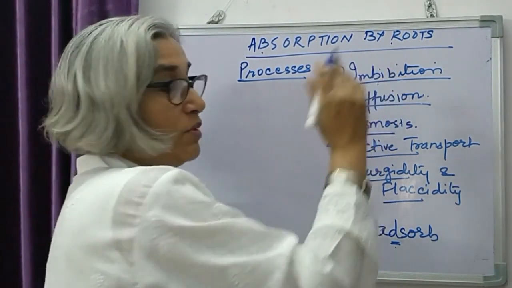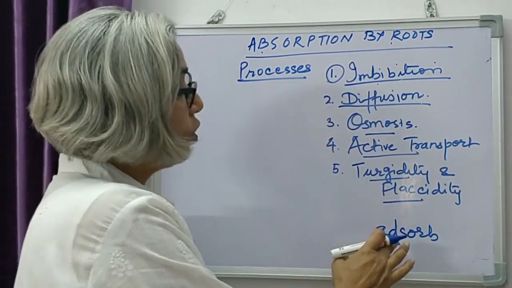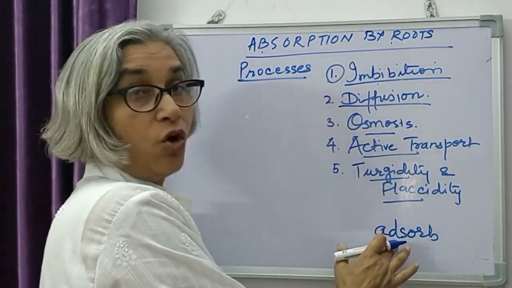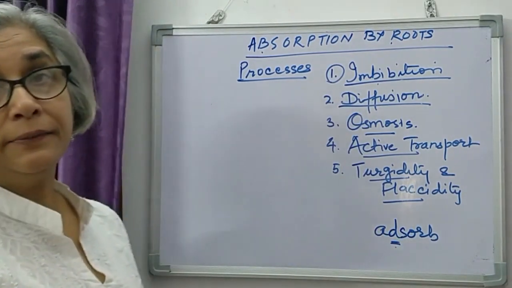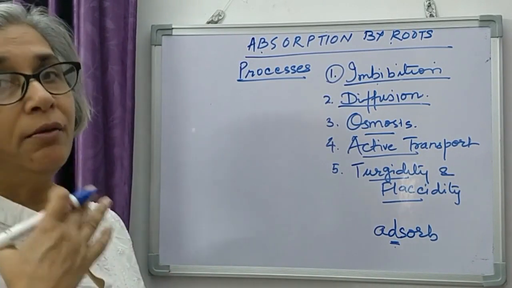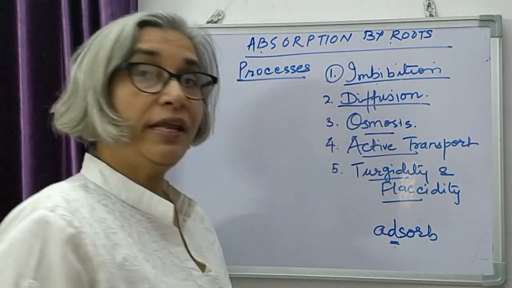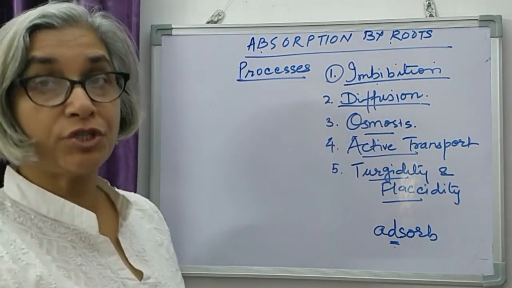So here imbibition you have understood. Imbibition is the process of adsorption of water by the surface molecules of dead or living plant cells. Then we move on to the next process, diffusion.